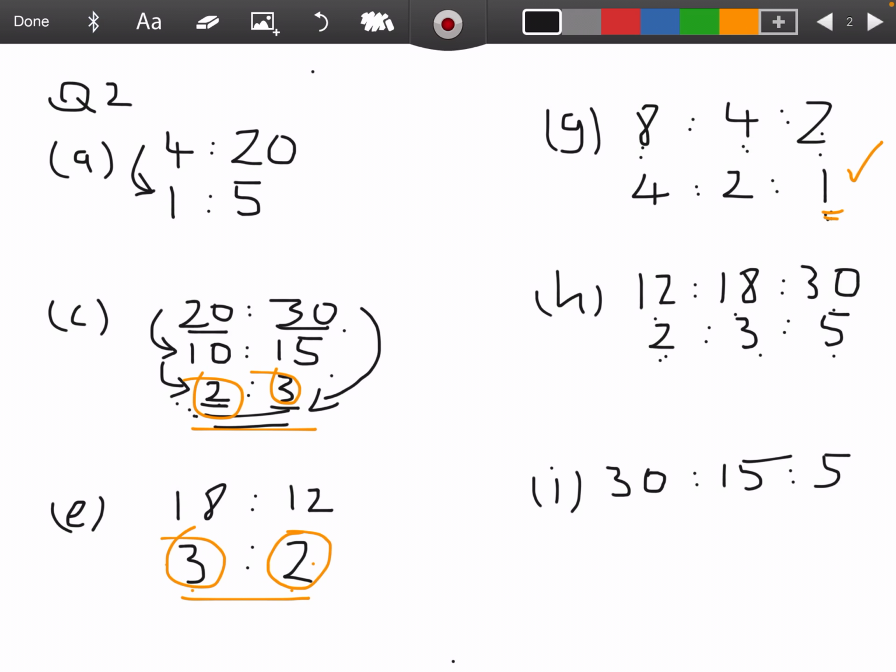And finally then I've got 30, 15 and 5. 5 goes into each of those 3, so I'm going to divide by 5, and you end up with 6 is to 3 is to 1. So that's question 2 done.